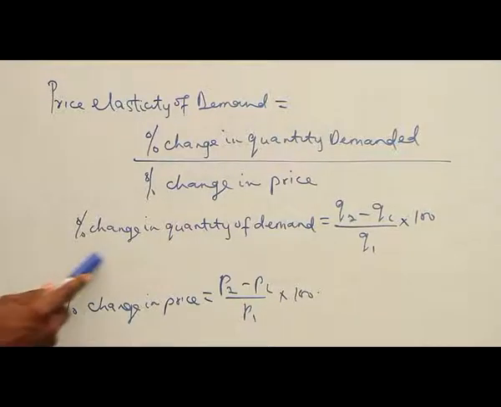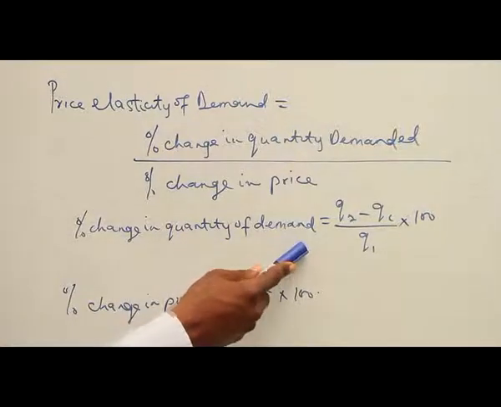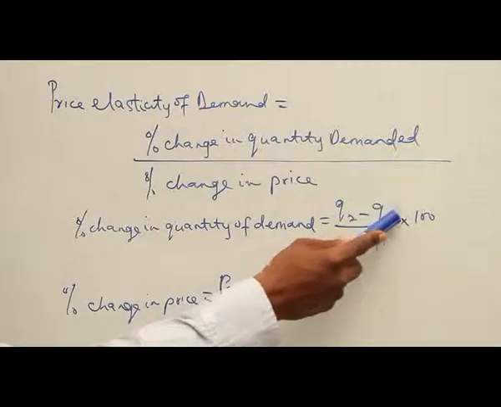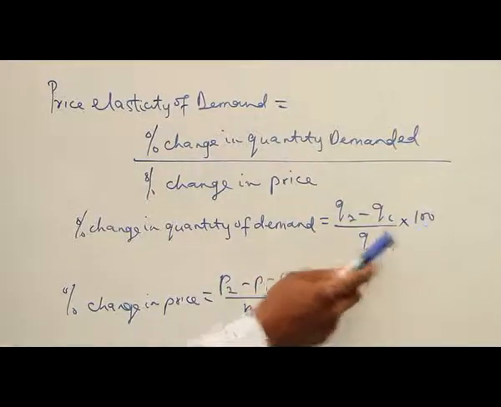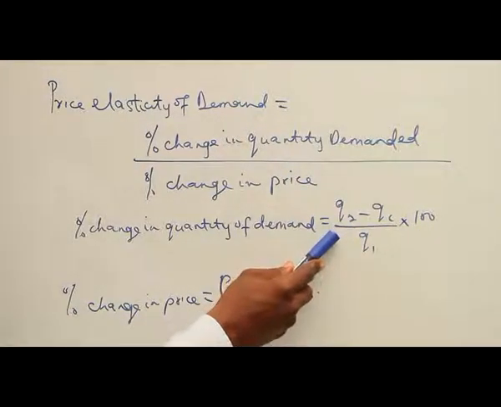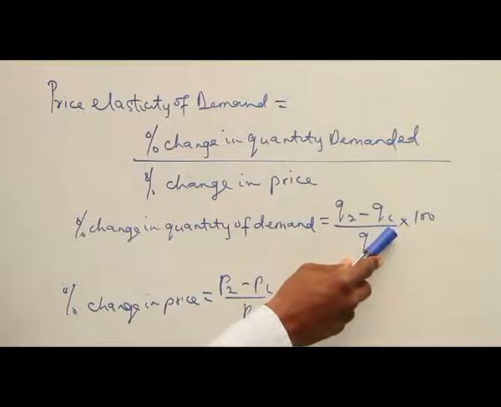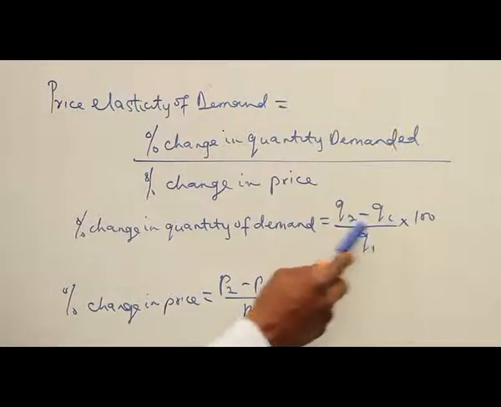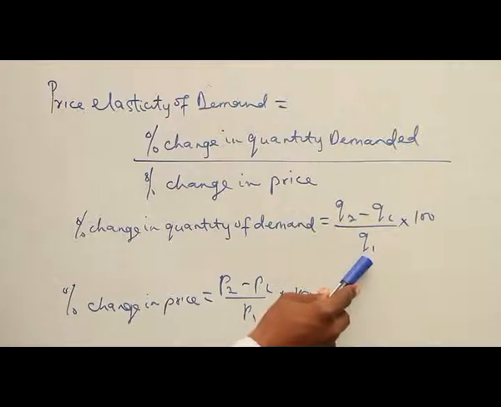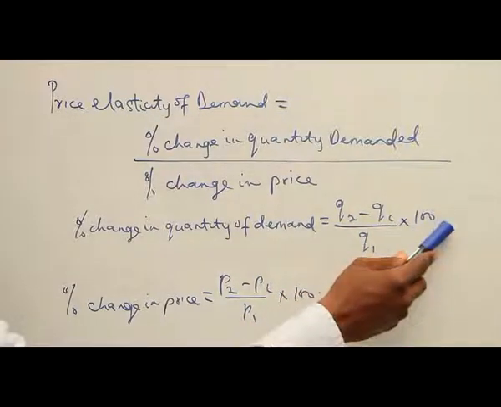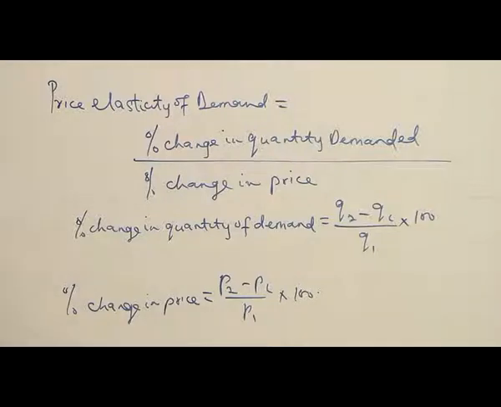So when you say percentage change in quantity demanded, it implies that Q2 minus Q1 divided by Q1 times 100. When we say Q2, we are talking about the present quantity of that particular commodity. And when we say Q1, we are talking about the past quantity of that particular commodity in question, divided by the past quantity times 100 in order to know the percentage.